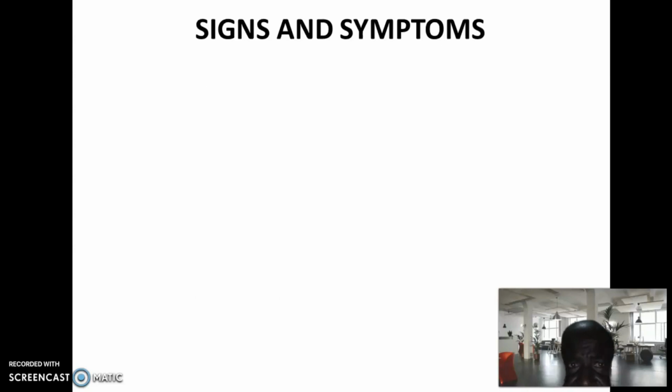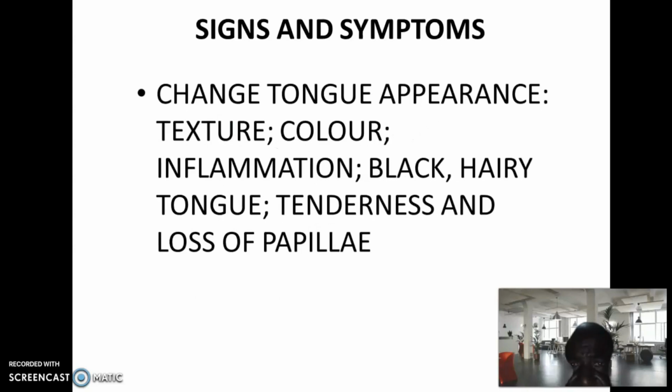That's the swelling of the tongue. Signs and symptoms is the change of the tongue appearance. You don't see it normally. The texture, the color changes. The swelling is called inflammation. You could even have black hairy tongues when you smoke. The black is always as a result of bacteria. Tenderness changes, and the loss of taste is a part of the signs and symptoms.